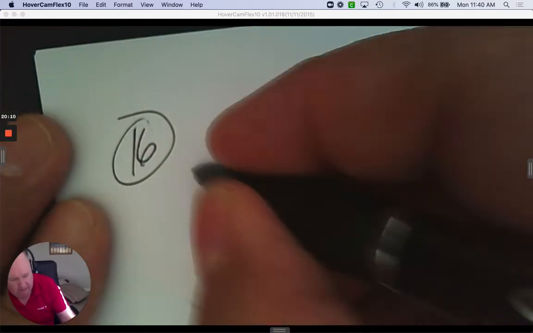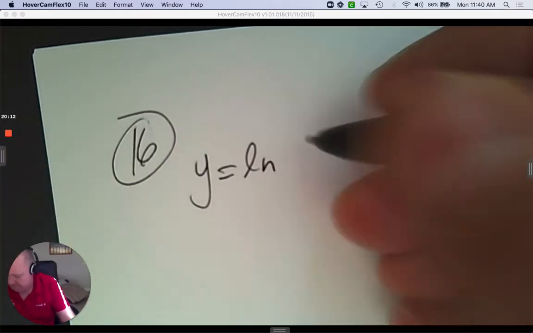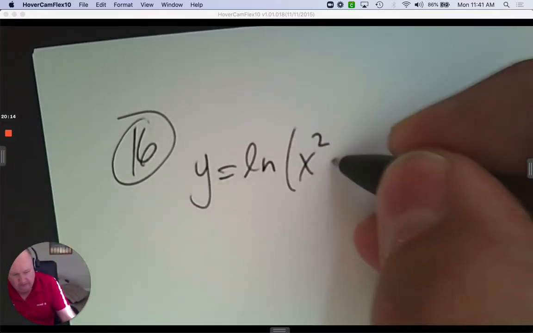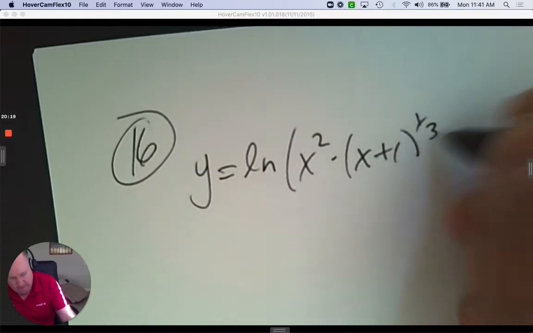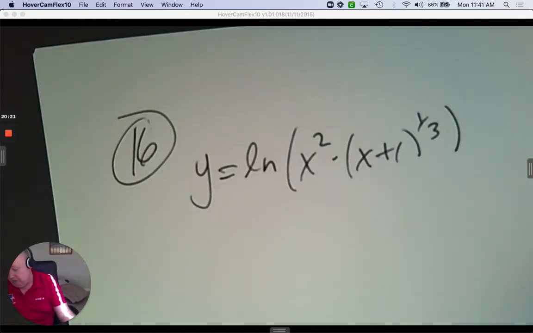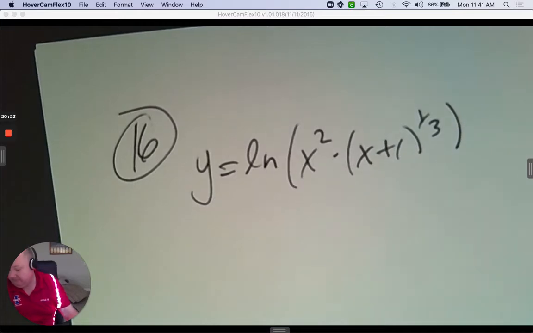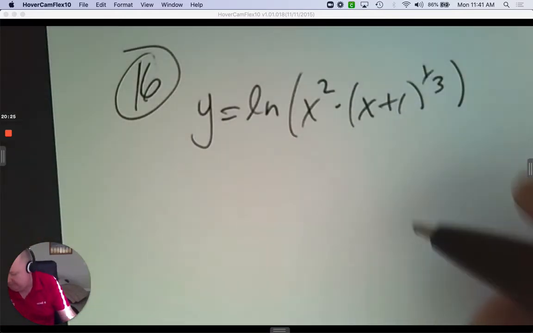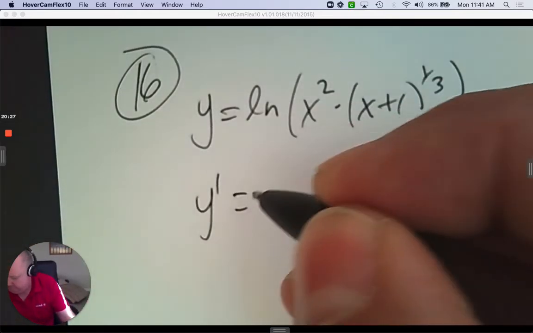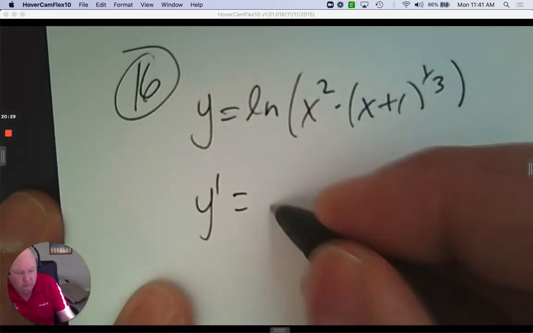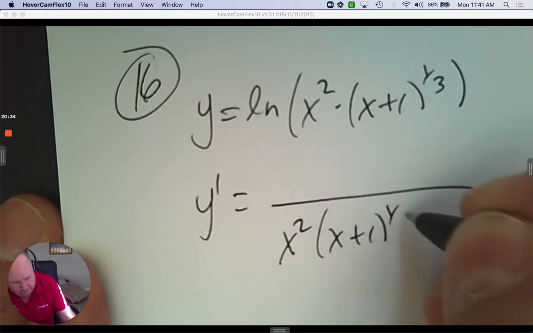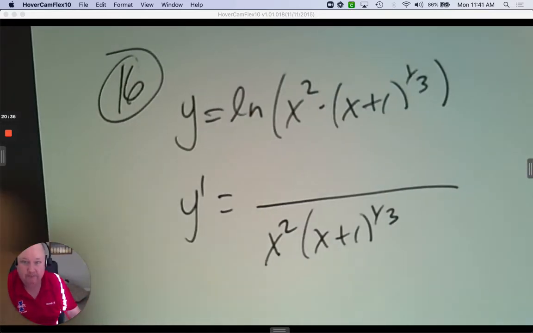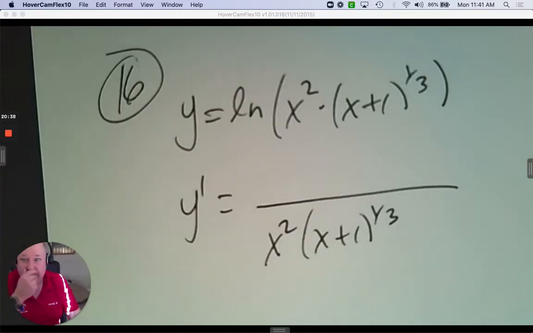16. Y equals ln of x squared. Now I'm going to write the next one as an exponent. So that's x plus 1 to the 1/3. And now I want to take the derivative of that. All right, so the rule is what's inside you copy. That's the denominator. And then the numerator is the derivative of that.